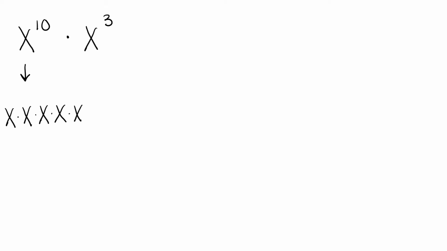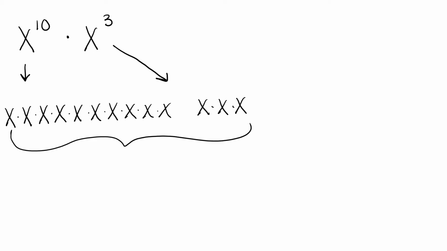For number 3, we have x to the 10th power times x to the third power. Again, we're going to start by breaking our problem down. The first one, x to the 10th power, can be broken down into 10 x's. The other piece, x to the third, can be broken down into 3 x's. And when you count them up, we end up with 13 x's, x to the 13th power.